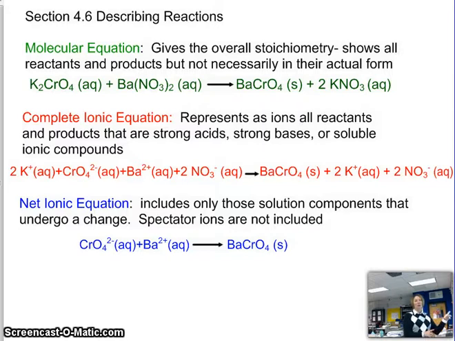And today we're going to talk about how to write net ionic equations given mixing two salt solutions. So as you can see in your notes, there's 3 different types of equations that you can write. The general equation that we've always been writing is called the molecular equation. It gives the overall stoichiometry, so the overall coefficients and how they mix together. It shows reactants and products, but not necessarily in their actual form.